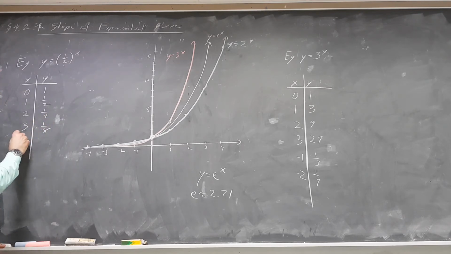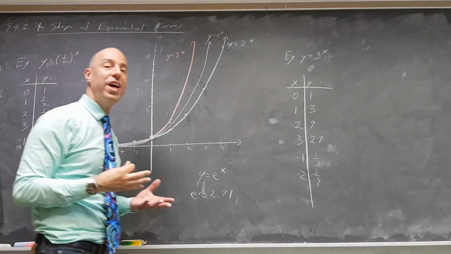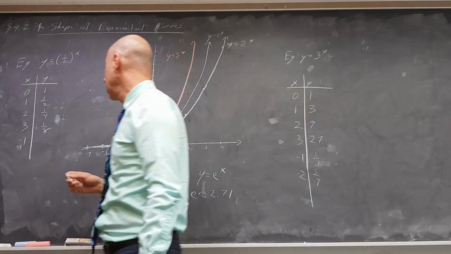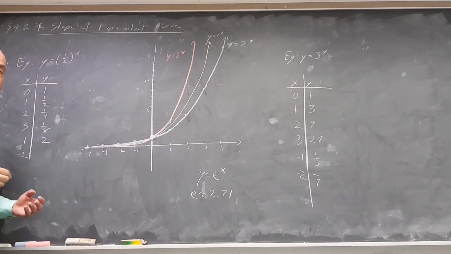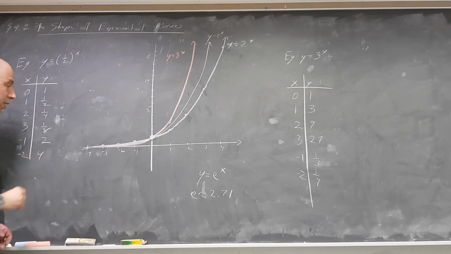Let's plug in -1. 1/2 to the -1 is 1 over 1/2. That's the number 2. If I plug in -2, that's 1 over 1/2 squared. 1 over a quarter, 4.